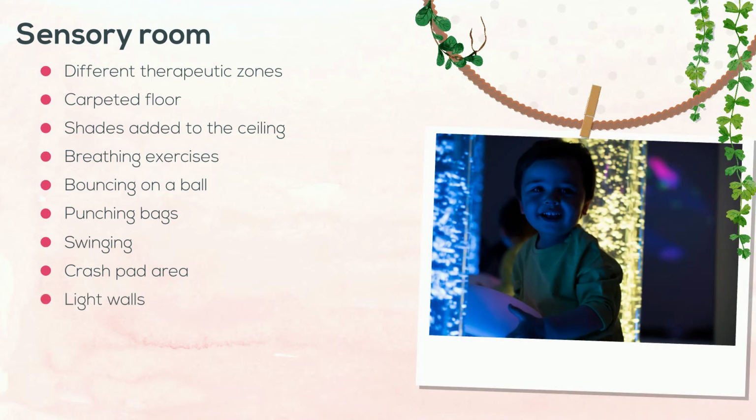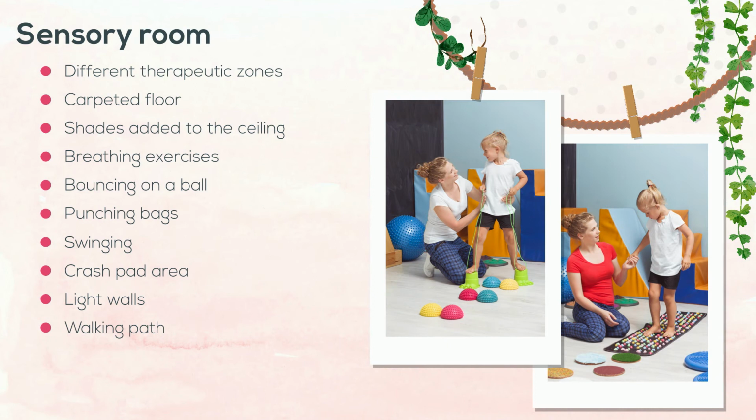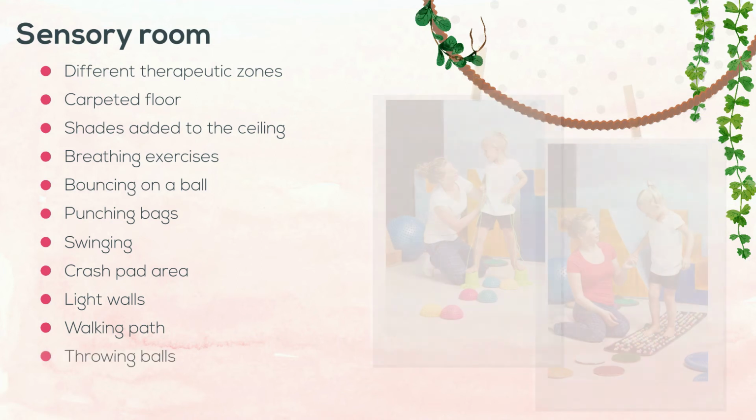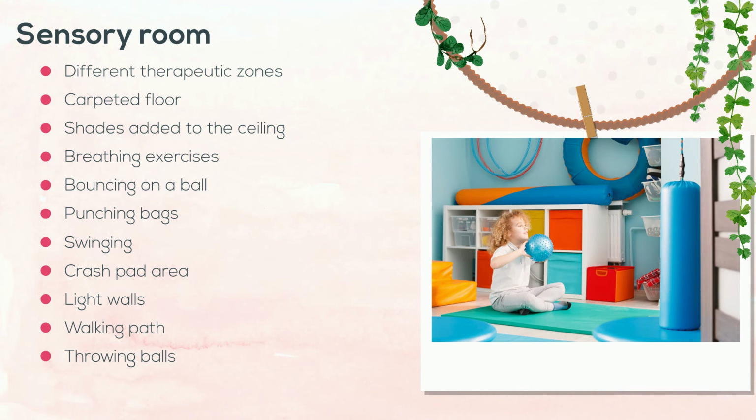Light walls can be added so as to improve hand and eye coordination. A walking path where children straighten themselves and correct their posture could be used to enhance balance and coordination. An area where children can throw balls may also be included. This means children can pick up something heavy, throw it, and release their stress and emotions in the sensory room rather than doing so in a classroom.